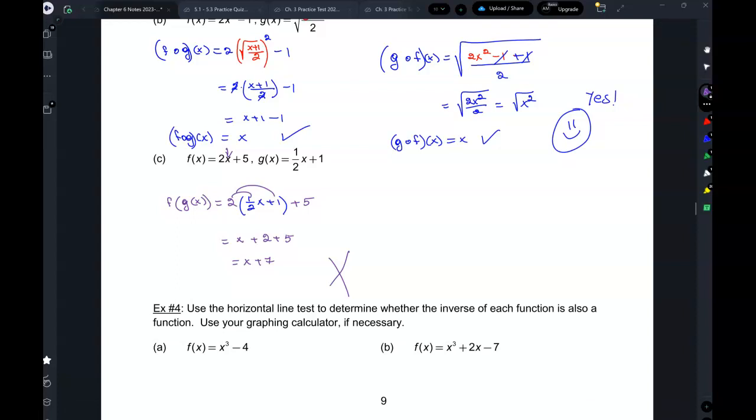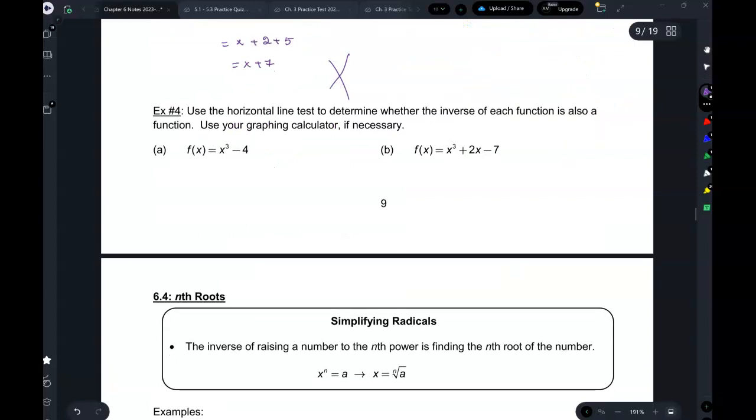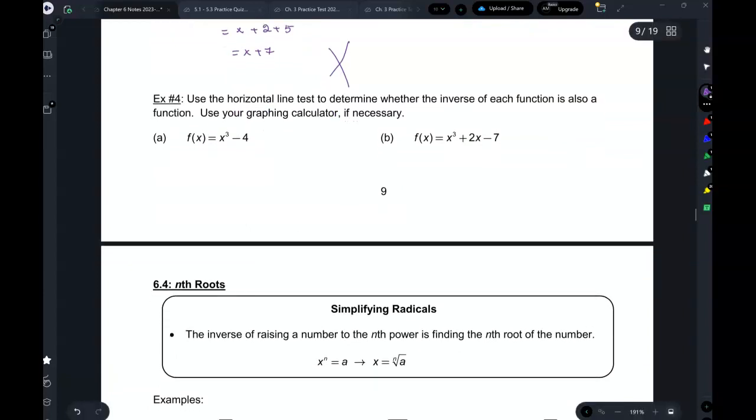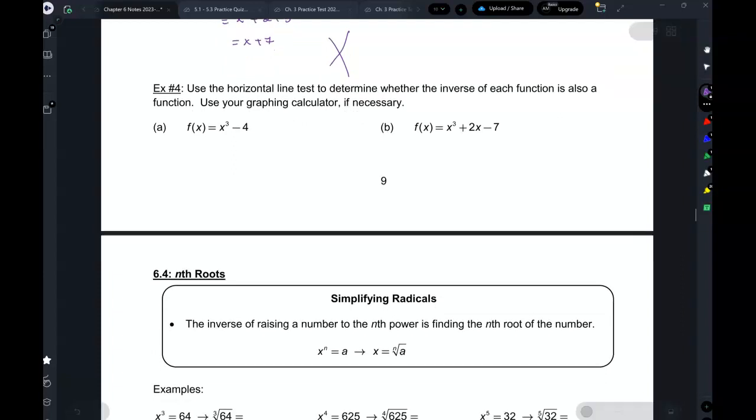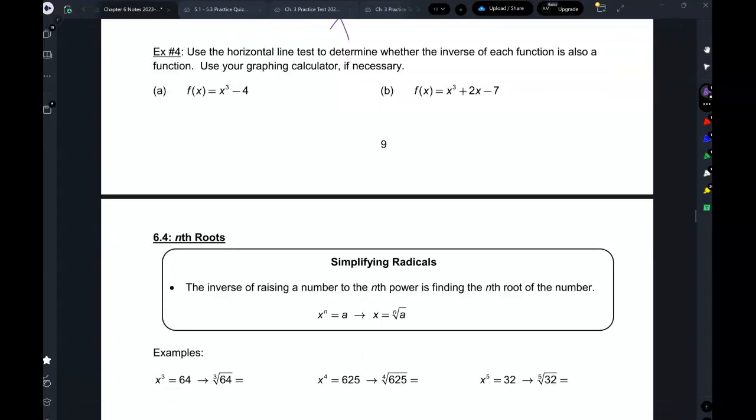Just like in geometry when you had proofs, there was never a case where it didn't work, right? They all worked. You just had to prove that they worked, right? It's the same here. Okay, so use the horizontal line test to determine whether the inverse of each function is also a function. Okay, x cubed. What do cubic functions look like? Right. So x cubed minus 4 will look like that. Will that pass the horizontal line test? Yes, right? Because if you draw a series of imaginary horizontal lines, each horizontal line will only pass the graph one time. Now, what about the next one?